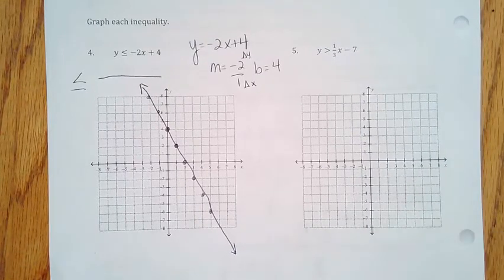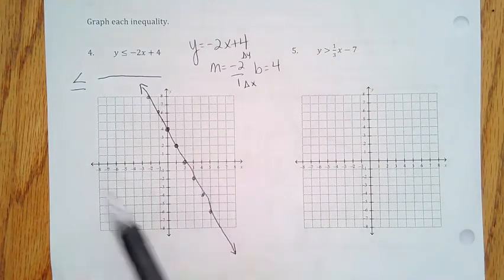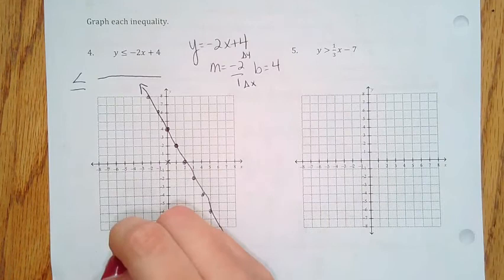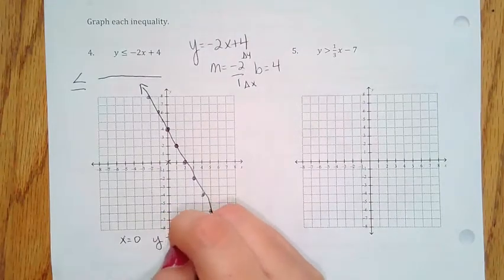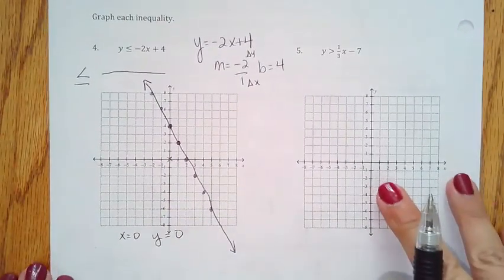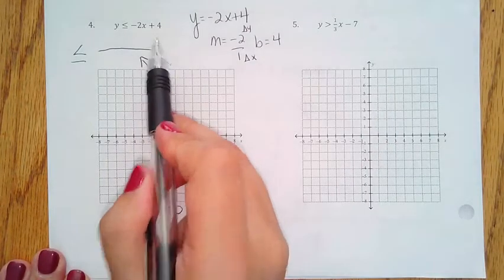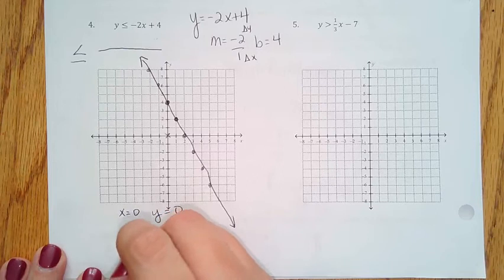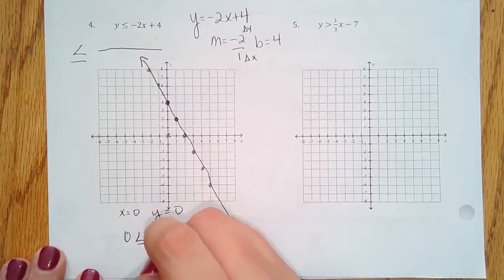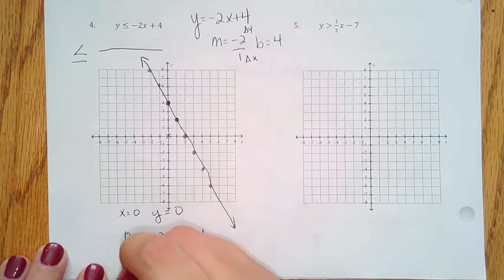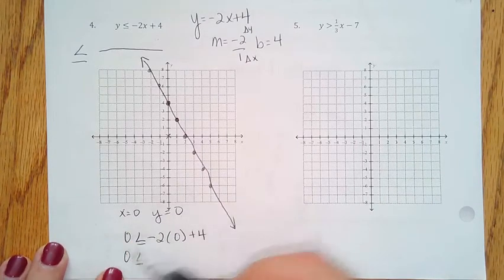Now here's where a test point comes in. Basically you pick any point you want. The best one, if you can use it, is 0, 0. So that means x equals 0 and y equals 0. What I'm going to do is plug 0 and 0 into my original inequality: 0 is less than or equal to negative 2 times 0 plus 4. Then I'm going to simplify both sides.